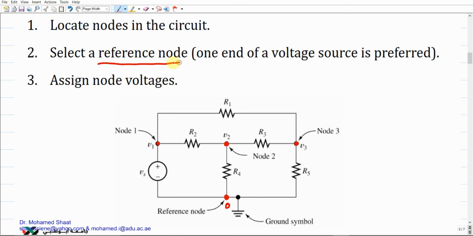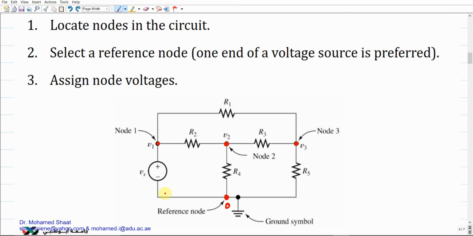What is the reference node? You could consider this is your reference. This is the 0 point. And we are going to assume a 0 voltage with respect to this node. And basically, in many cases, it is preferred to have one of the ends of the voltage source to be the reference node. So again, it is preferred to have one of the ends of the voltage source to be the reference node.